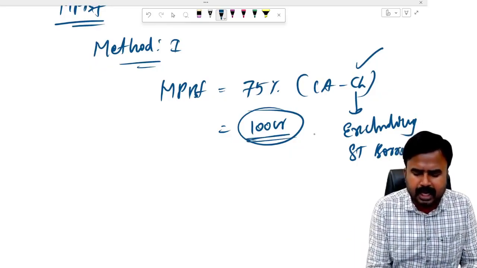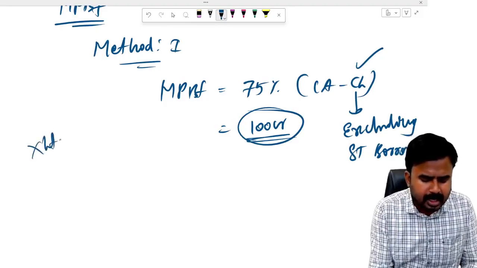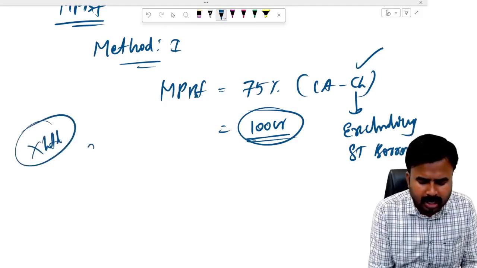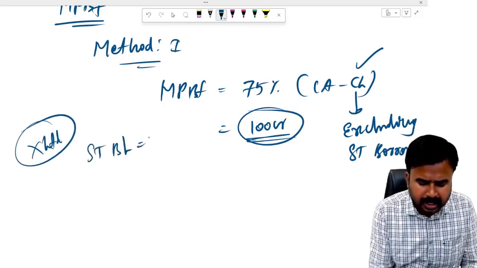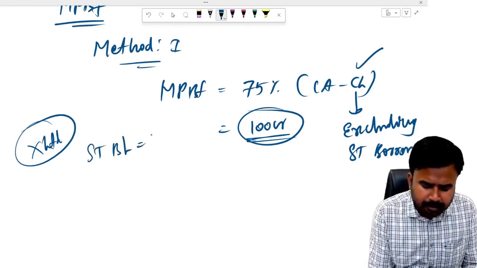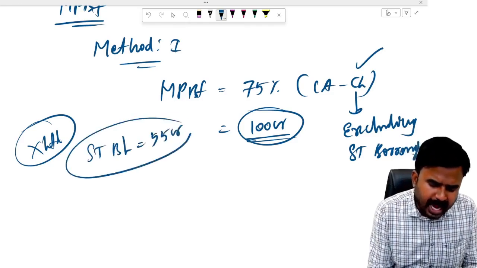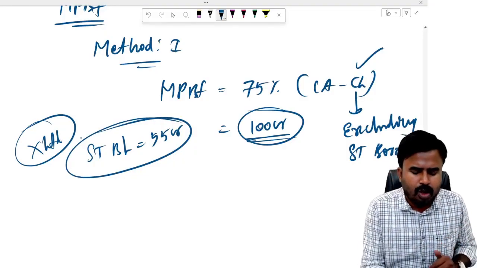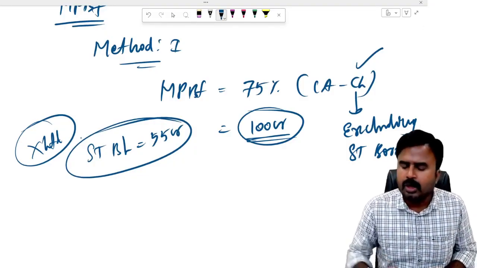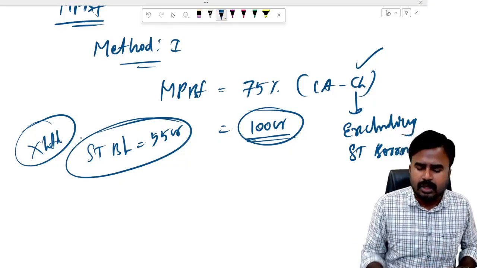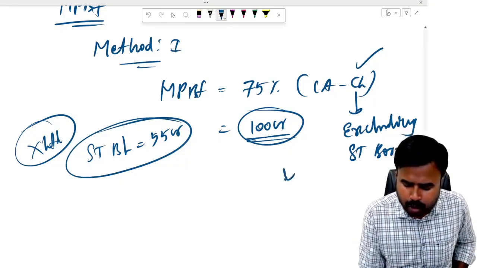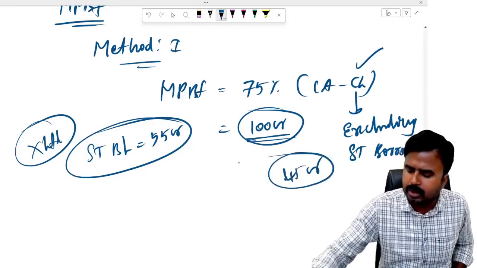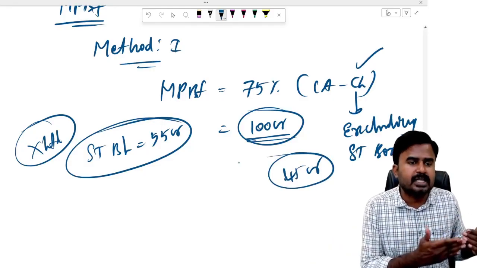Already this particular company, say X Limited, is having one short-term bank loan of 55 crores. As per this norm, the banker can sanction 100 crores. Already we have 55 crores. So how much money can the banker sanction now? 100 minus 55, 45 crores can be sanctioned by the banker to this particular borrower, because existing borrowing is 55 crores.